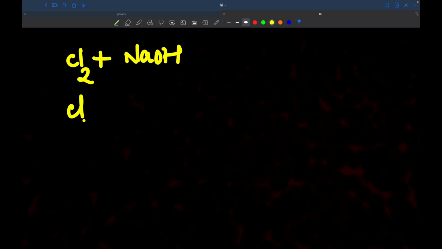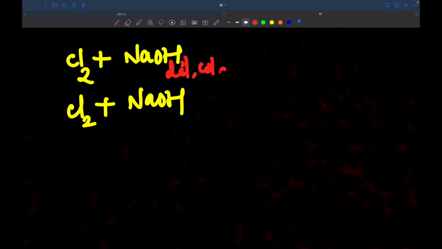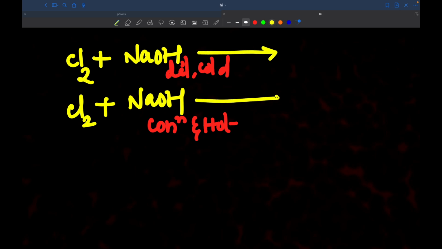So we have two reactions here, Cl2 plus NaOH. The first NaOH is dilute and cold, whereas this is concentrated and hot. So when your reaction is being done, one of the products is different from the other, and the remaining products are the same in these two reactions.